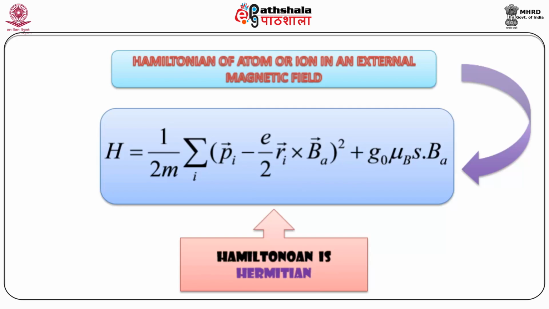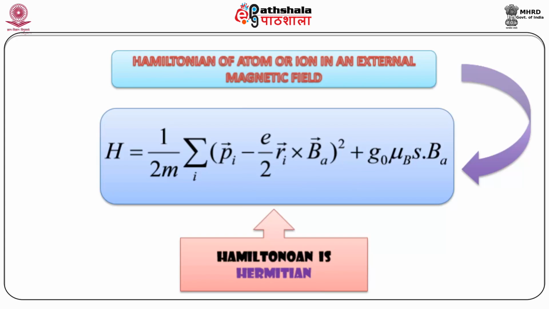If you have to identify what these terms are, the first part is the energy in the presence of this magnetic field. If you put Ba equal to 0, there is no external magnetic field, and you will see that the Hamiltonian is simply pi square by 2m, which is simply the kinetic energy. So you get to see how the simple kinetic energy changes when you apply a magnetic field. And remember that this Hamiltonian is also Hermitian. It's very important. You should know what exactly a Hermitian Hamiltonian is.